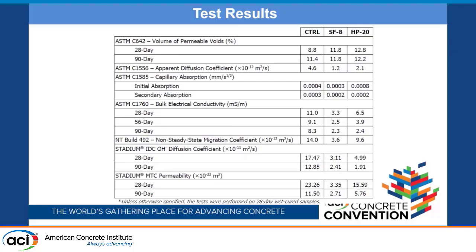The stadium MTC, which is a moisture transport coefficient, is used for non-saturated conditions to help in the modeling for stadium. You can see once again that the highest values are under control, and they tend to come down, lowest for silica fume, and the pozzolan is the next lowest. But they're all coming down in time, which is of interest.